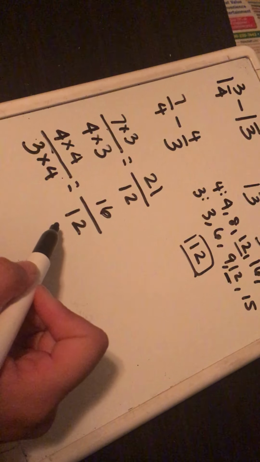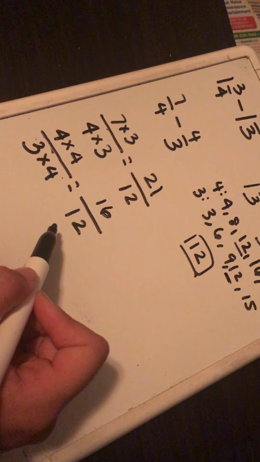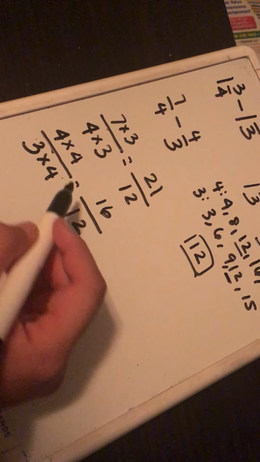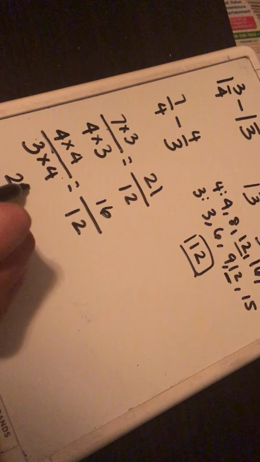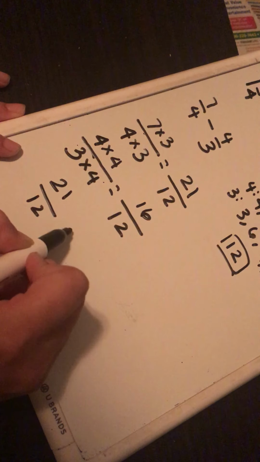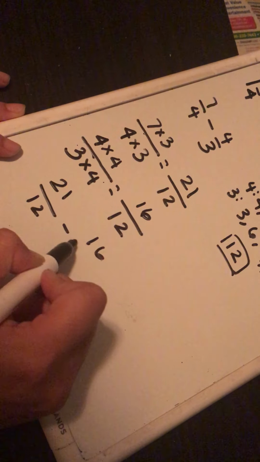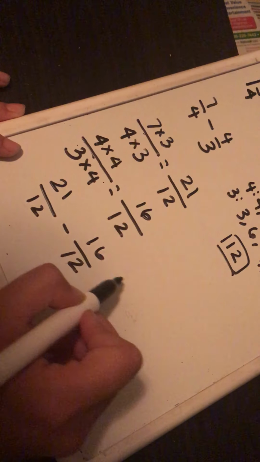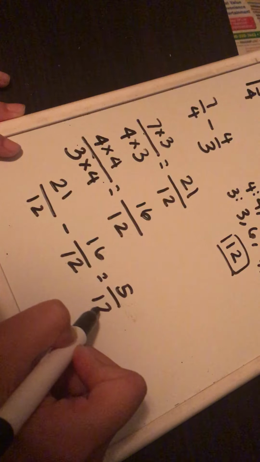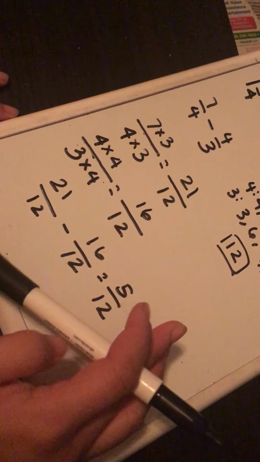And let's go ahead and subtract. Okay. So I'll have 21 over 12 minus 16 over 12. And my answer is 5 over 12. Okay.